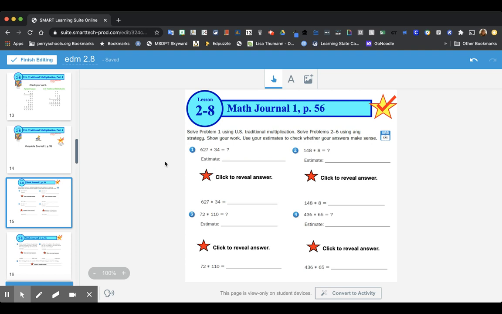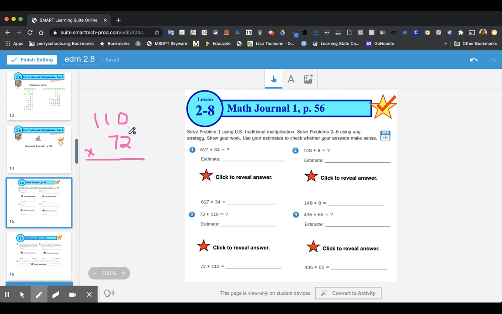Let's do number 3 together. Number 3 says 72 times 110. I'm going to rewrite it. And we've talked about this before. When you're multiplying, it doesn't matter what order, just like when you're adding. So I'm going to put my larger number on top and change it to 110 times 72. They want us to use U.S. traditional, so I'm going to do U.S. traditional.